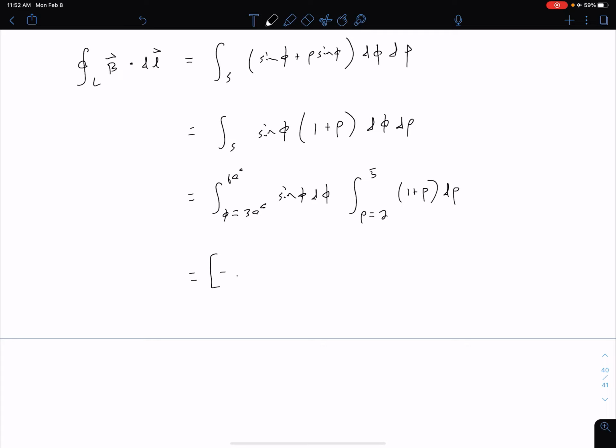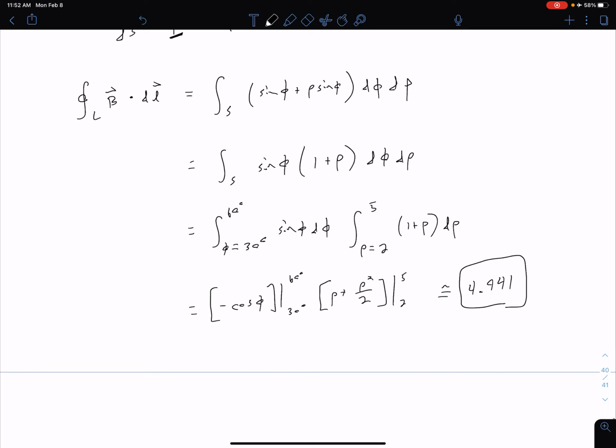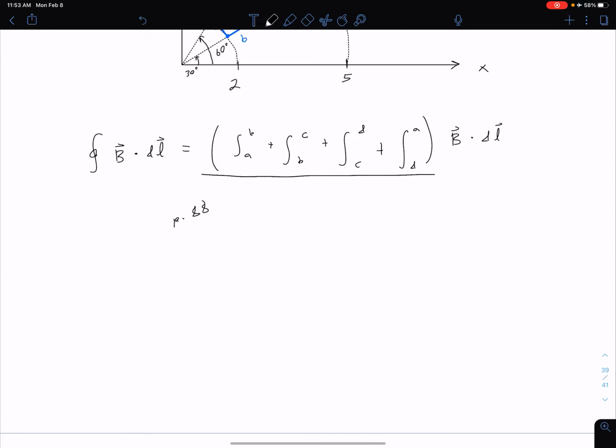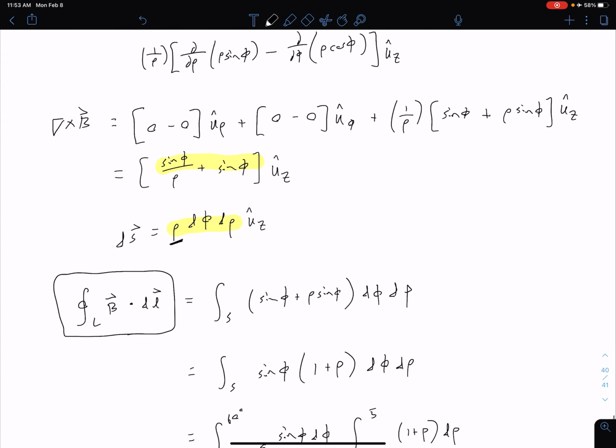So for this first one, we have negative cosine of phi evaluated between 30 degrees and 60 degrees, multiplied by rho plus rho squared over 2 evaluated between 2 and 5. And so plugging that in, what we get is approximately 4.941. And so this would be our circulation of B around L. And so again, keep in mind, we could have done that by doing line integrals of each of the individual segments, but using Stokes' theorem, we can do that a little bit quicker.